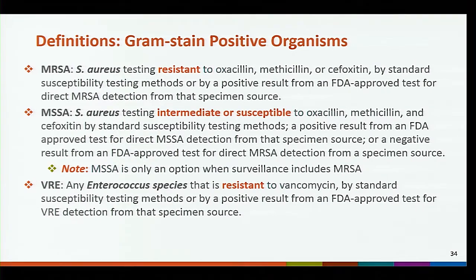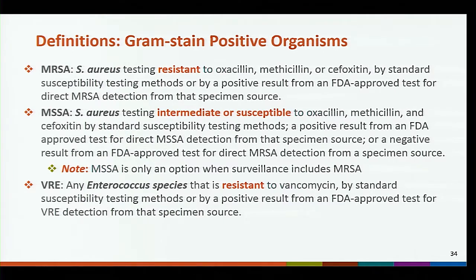So for MRSA, you're looking for your Staph aureus testing resistant to oxacillin, methicillin, or cefoxitin by standard susceptibility testing methods, or by a positive result from an FDA-approved test for direct MRSA detection from that specimen source. For MSSA, you're looking for Staph aureus testing intermediate or susceptible to oxacillin, methicillin, and cefoxitin by standard susceptibility testing methods.